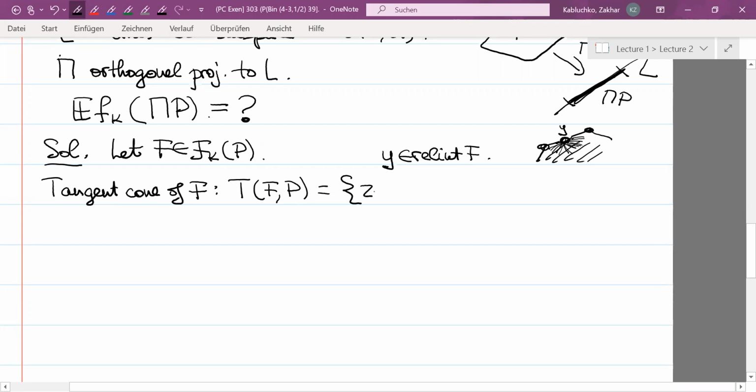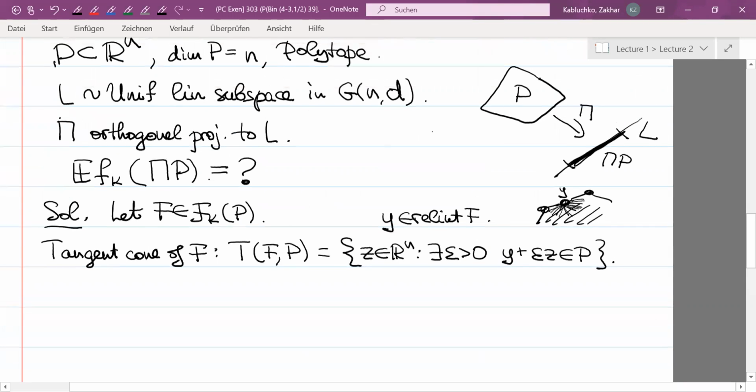So it is the set of all z in R^n such that there is a sufficiently small epsilon such that y plus epsilon z is in P. So if epsilon is small and we add to our point y where we sit some small direction, some small vector, and if it is inside P, then it is in the tangent cone. And it is indeed a polyhedral cone.